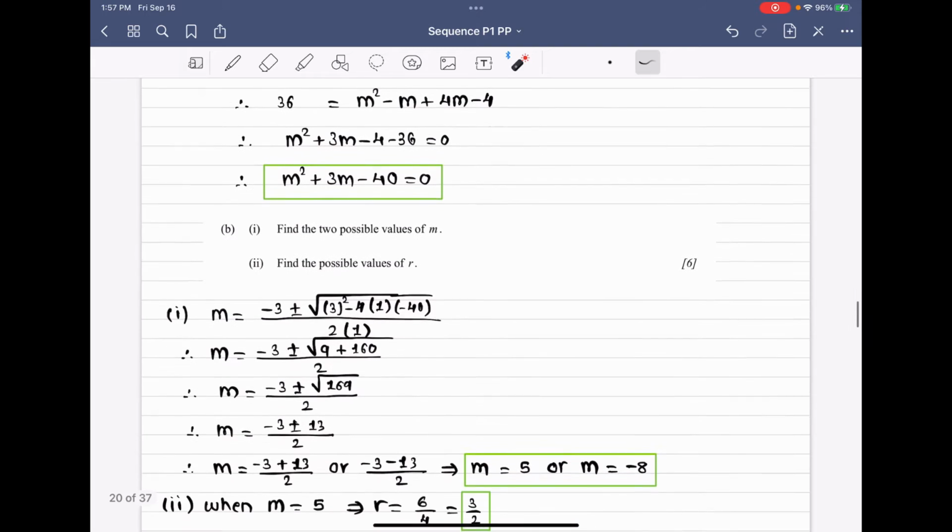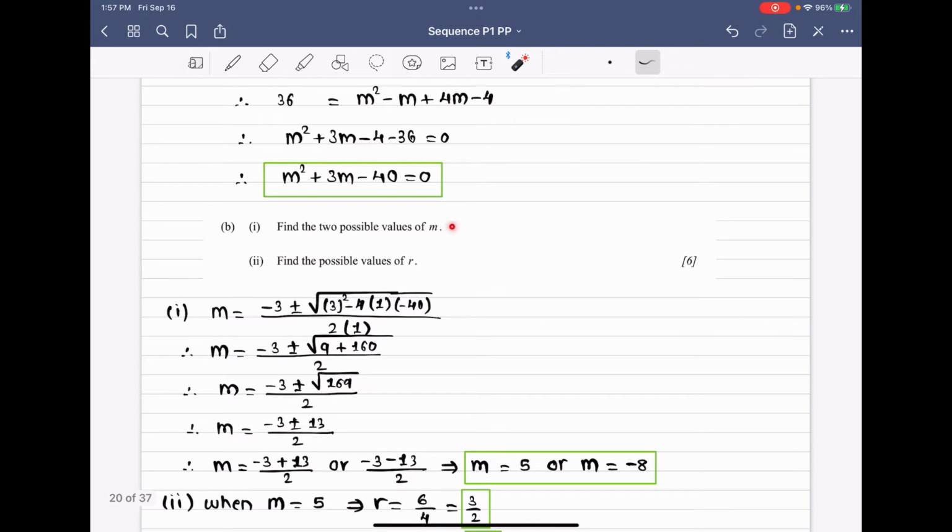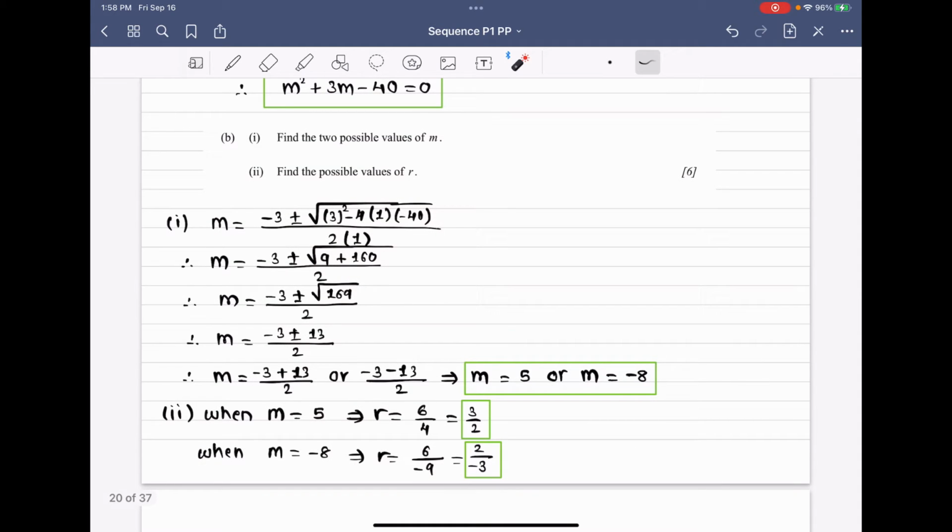Second part, find the two possible values of m. You know, this is a quadratic equation. So this can be solved if it is a paper one by two methods. One is factorization, second by using the quadratic formula. Factorization, if you are not comfortable, use the quadratic formula because the formula is given in your formula booklet. So here in this case your a is 1, b is 3 and c is negative 40.